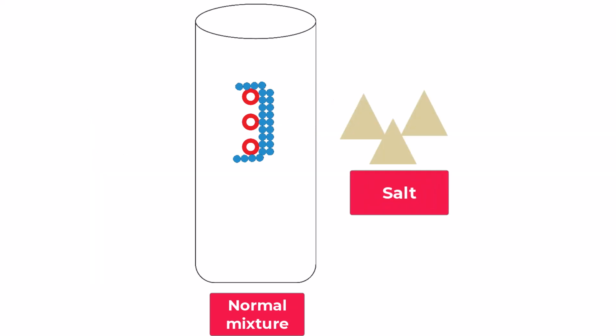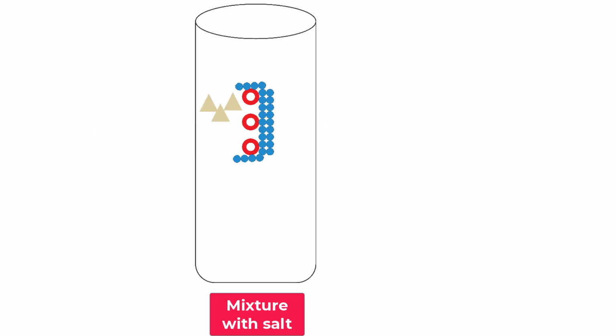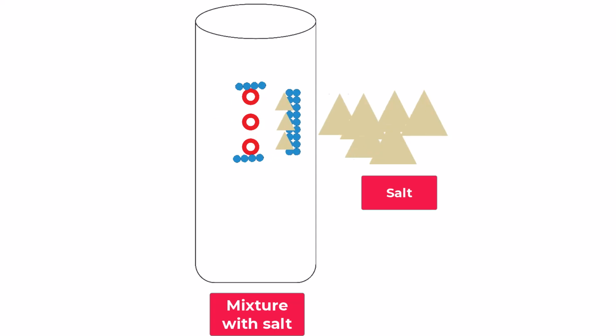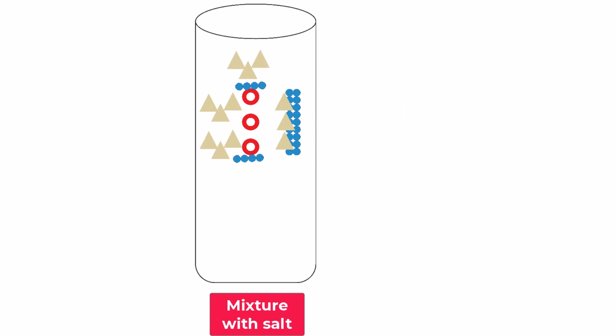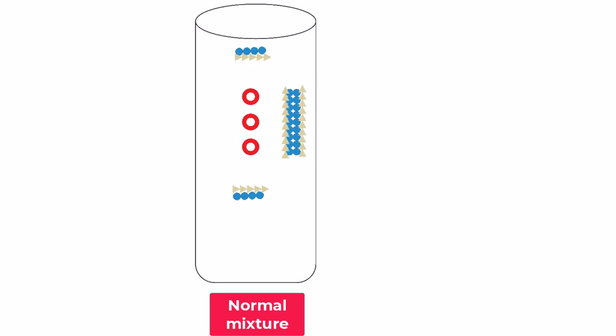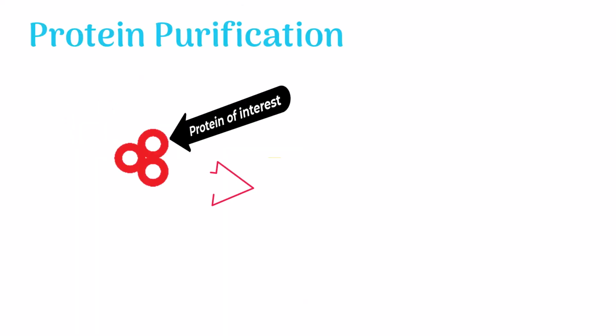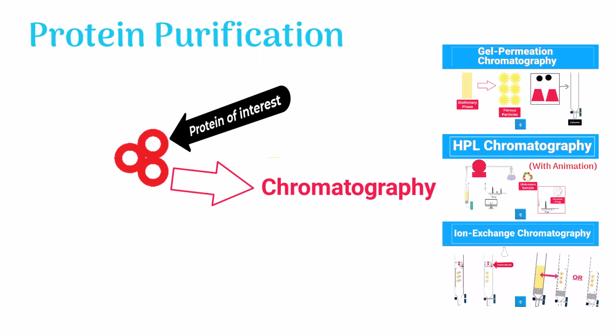But when we start adding salt into the mixture, the salt ions compete with proteins to interact with water molecules. If we keep adding the salt, it weakens the interaction of proteins with the water molecules, but strengthens the protein-protein interaction. As a result, the protein molecules rush closer to each other and unite to become stable. The precipitated proteins are then removed from the mixture, and they are treated with different chromatography techniques for further purification.